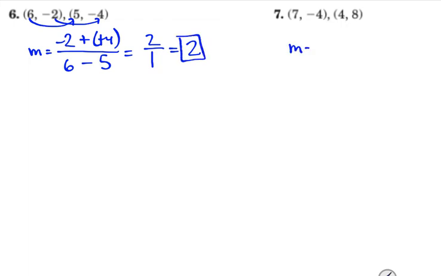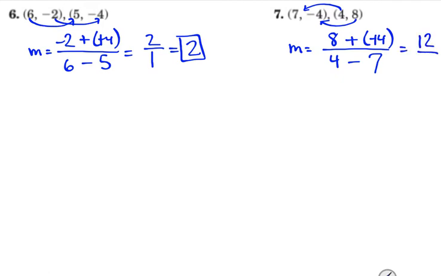The slope is going to be y2 minus y1. I'll go ahead and go in this direction this time. So y2 minus y1 is 8 minus -4. And on bottom, the x's, 4 minus 7. 8 minus -4 is going to be 12. 4 minus 7 is -3. 12 divided by -3 is going to be -4. So my slope is -4.